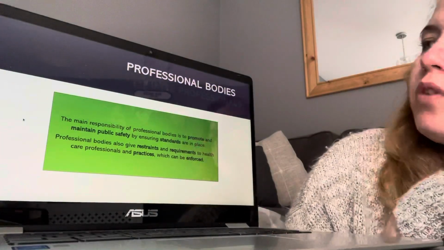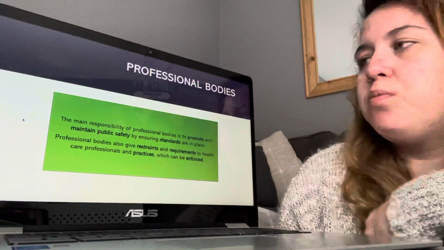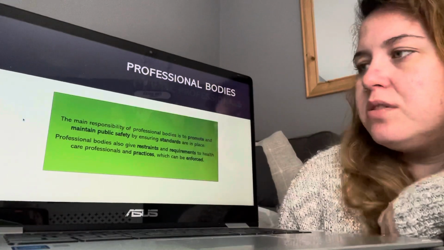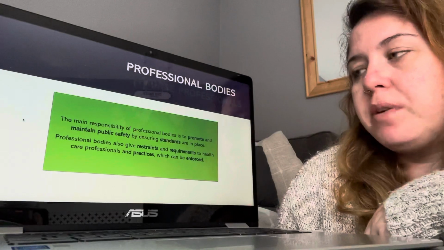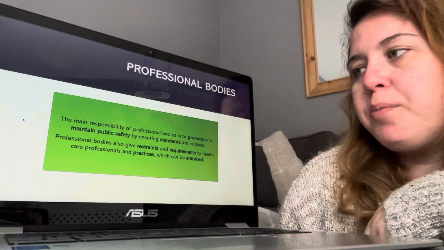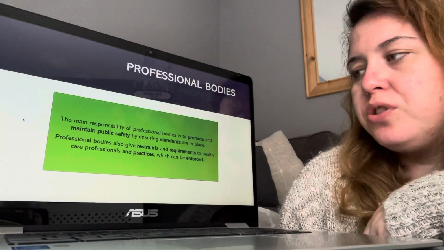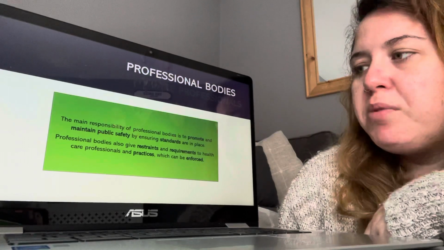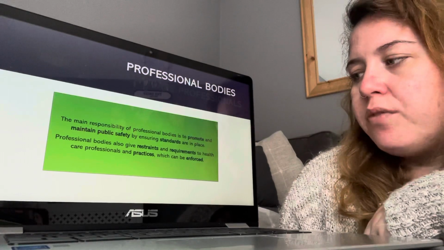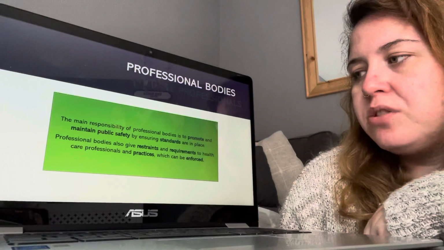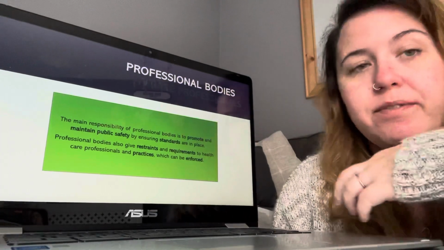So the role of professional bodies, and what do they do for healthcare professionals? The main responsibility of a professional body is to promote and maintain public safety by ensuring standards are in place. Professional bodies can also give restraints and requirements to healthcare professionals and practices which can be enforced.